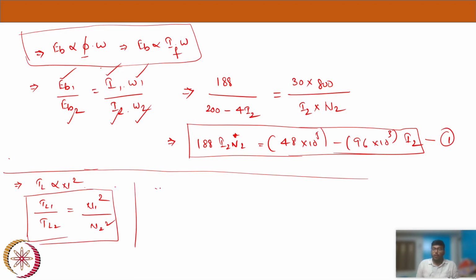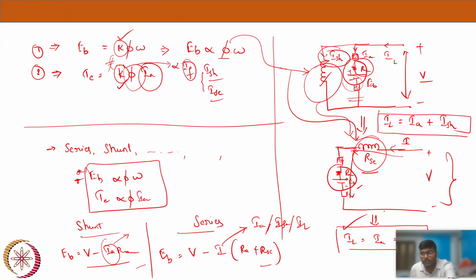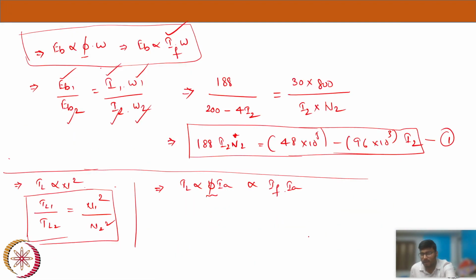But what do we know about the torque? TL is proportional to K phi IA, where phi is proportional to IF if the curve is linear, because whatever current flows in my field winding decides how much flux it will produce. Now this is a series motor, so proportional to IF into IA. If you go to the basics, in a series motor IL is equal to IA is equal to ISC, the series current.